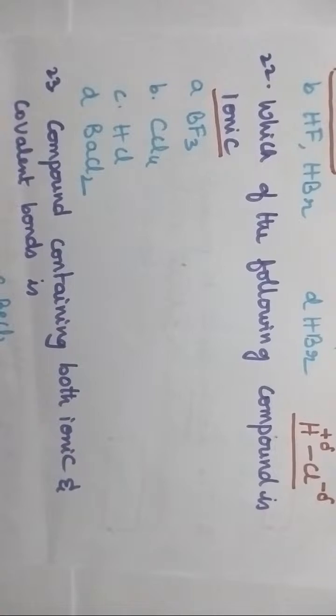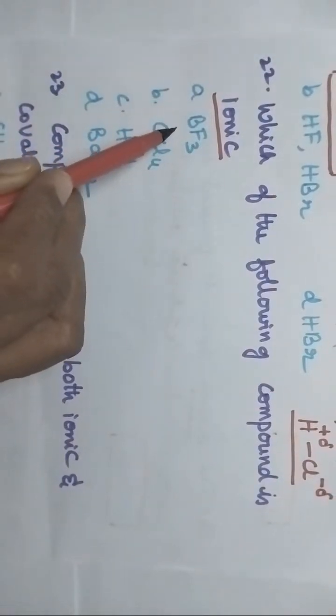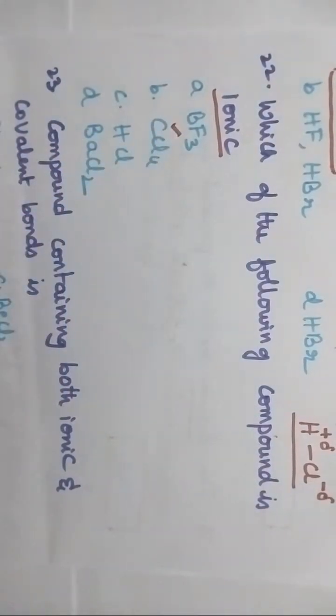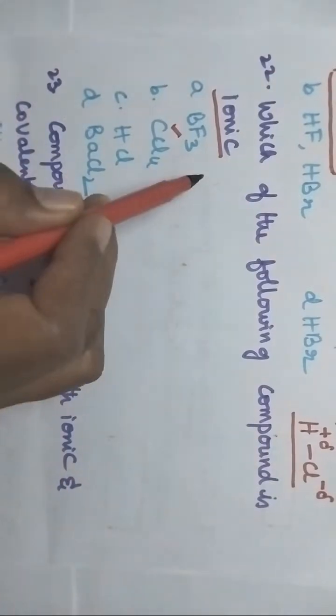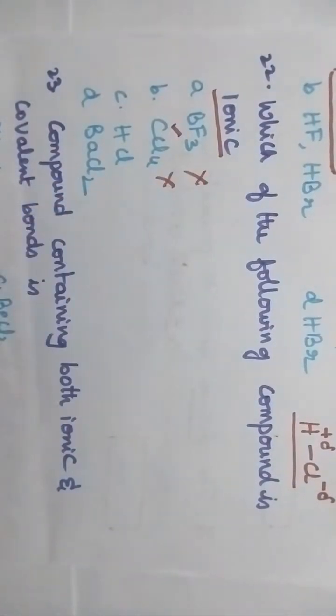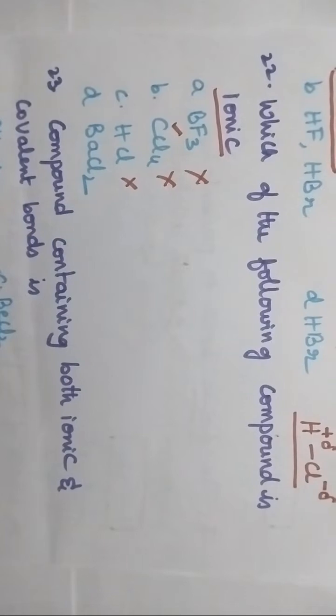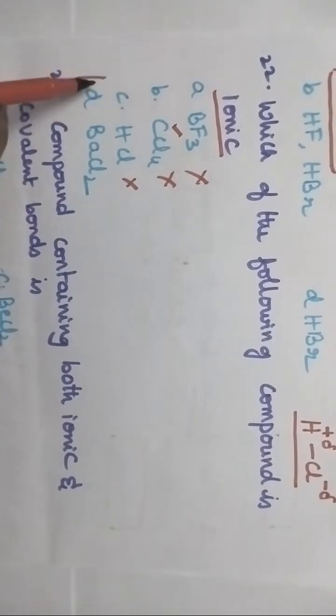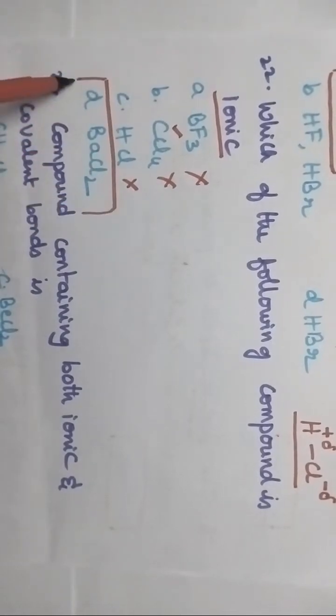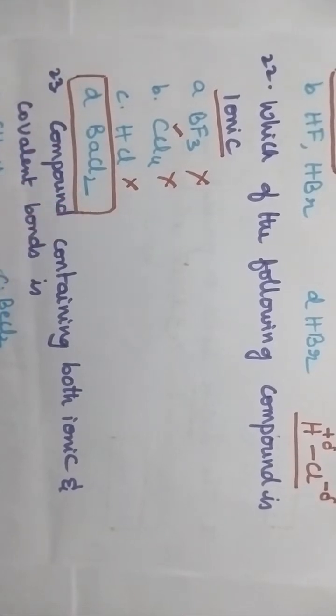BF3 is a covalent compound. CCl4: whenever carbon is present, mostly it is covalent in nature. HCl is again a covalent molecule. So option D, barium chloride, is ionic in nature. So option D is the right answer.